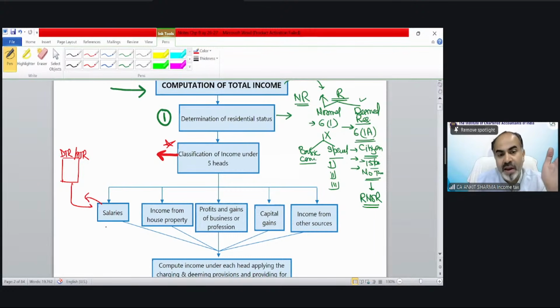Like in case of salary, if you are under the default tax regime, your standard deduction would be 75,000. You cannot claim HRA, you cannot claim education allowance, you cannot claim hostel allowance, etc. So please make a short note of these kinds of provisions and paste it on the first page of your chapter.